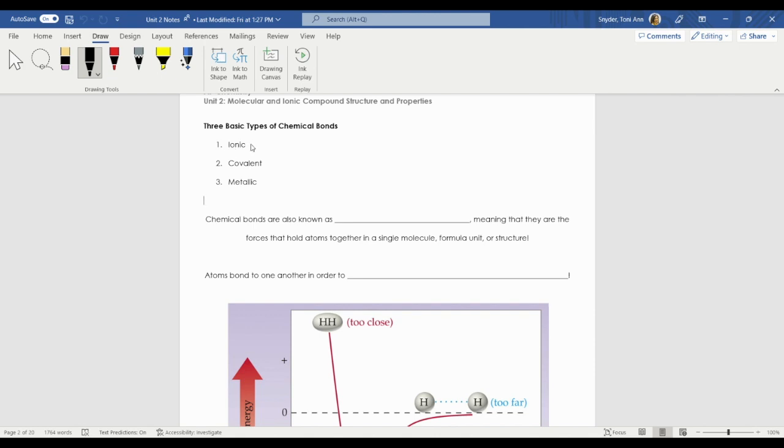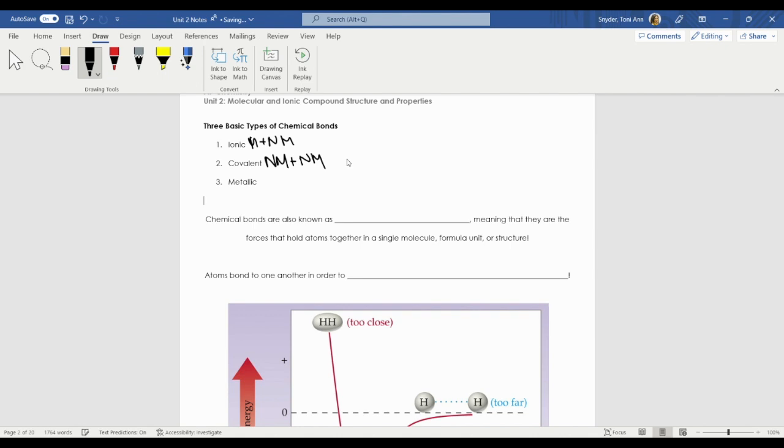For ionic bonds, the best way to tell if something has an ionic bond is because these are going to be between your metals and your nonmetals. That's because they have a very large electronegativity difference. Your nonmetal can steal that electron from the metal because it has such a stronger attraction for electrons. So this is between a metal and a nonmetal, whereas covalent bonds are going to be between two nonmetals.